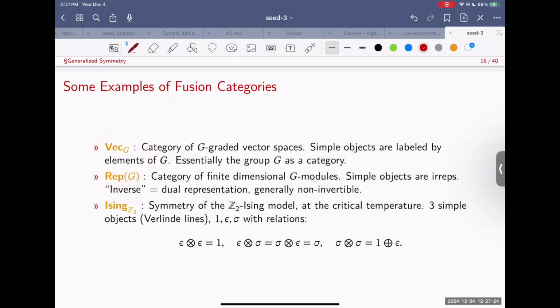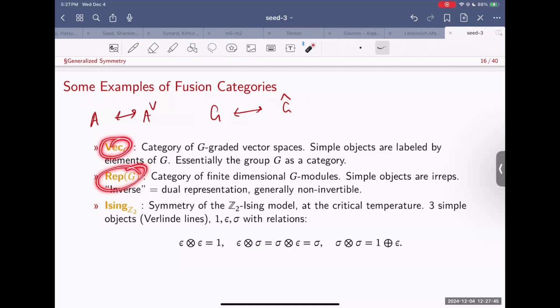So for example, in the abelian case, I had this duality between A and A hat, the Pontryagin dual, and in the non-abelian case, that is replaced by the non-abelian group G and the set of irreducible representations of G, which is G hat. And these two things are the simple objects of vec-G and rep-G respectively. Just for example, another category that also shows up on various occasions is the Ising Z2, which is the symmetry of the Z2 Ising model at critical temperature. It has three simple objects given by some simple relations. So the monoidal structure in vec-G is of course given by the ordinary group multiplication. And the monoidal structure in rep-G is given simply by the tensor product of modules. Okay. And this defines the monoidal structure here.